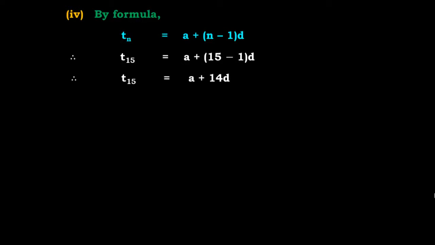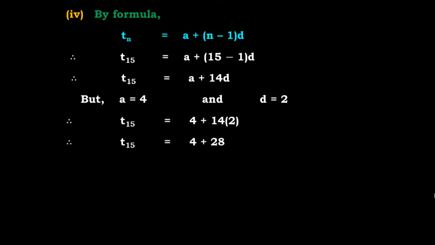We have the first term A equal to 4 and D equal to 2. So T15 is equal to 4 plus 14 into 2. 14 into 2 is 28 and 28 plus 4 is equal to 32. That means T of 15, that is the 15th term, is 32.